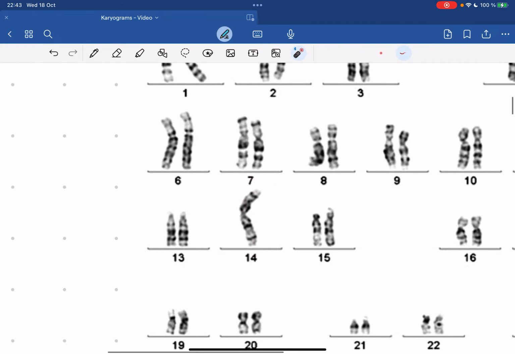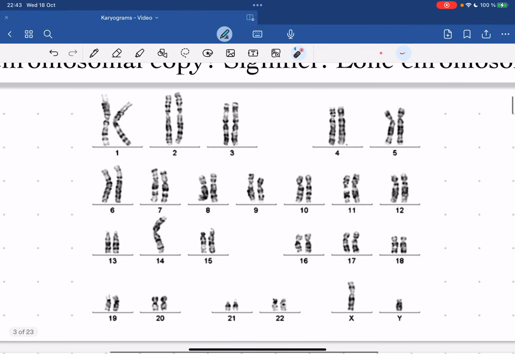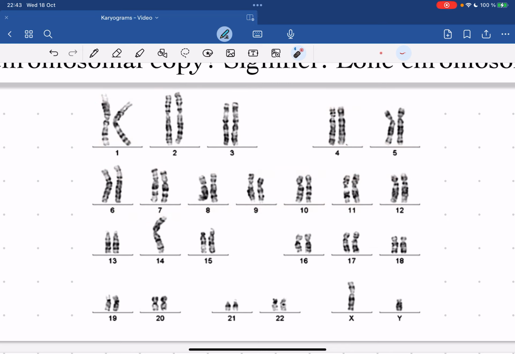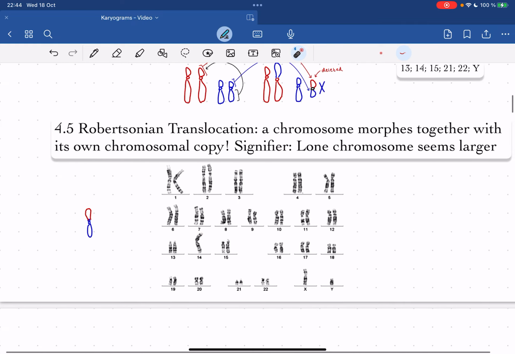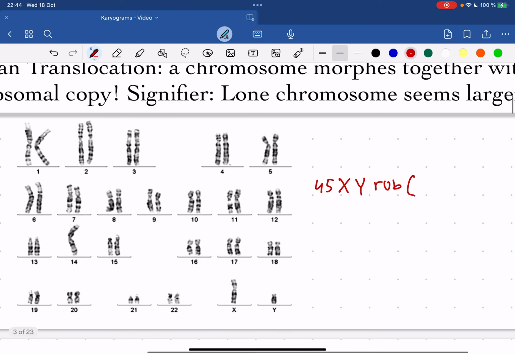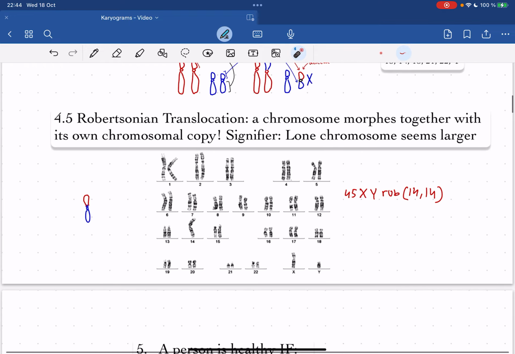And the signifier for it would be one single chromosome, plus that it is extremely larger than the rest of the chromosomes, in addition to the fact that none of the other chromosomes have an added chromosome arm added to them. So it's only 14 that's been affected. In this case, you would write it as 45, because remember that we only have one chromosome technically here, so it would be one less chromosome. And then the sex types, which is X and Y, just like we have right here. And then Rob, parentheses, 14 and 14. Because this 14 and 14 shows us that something has happened internally between these chromosomes within this one and the same pair.